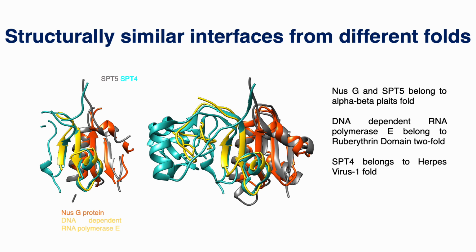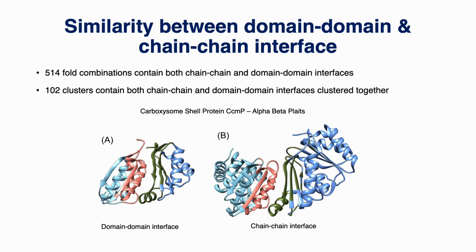The DNA dependent RNA polymerase E belongs to the ribonuclease domain 2 fold, while SPT4 belongs to the herpes virus fold, while NusG and SPT5 belong to the alpha beta plaits. So we have seen that there are cases where the interface is structurally similar, whereas the whole proteins aren't structurally similar. We have also seen cases where there is a structural similarity between a domain and a chain interface.